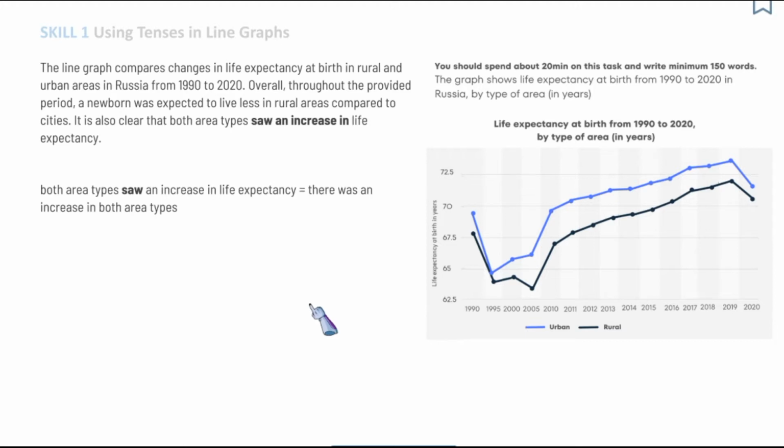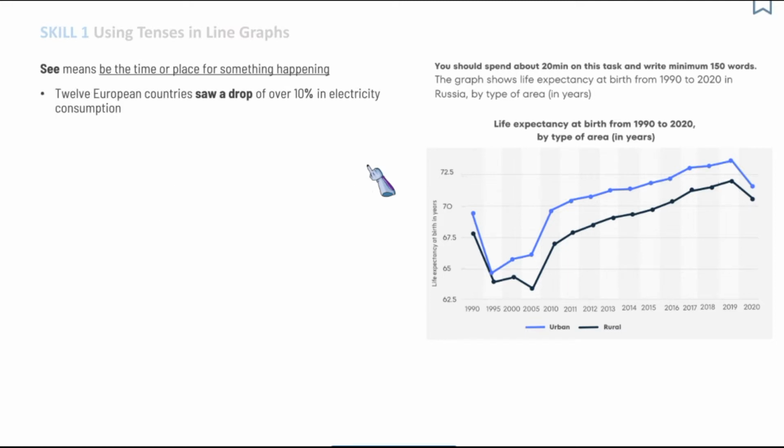Next, I would like to draw your attention to this nice little phrase over here. It is also clear that both area types saw an increase in life expectancy. And I would like to discuss it in more detail and to show you more examples. So see in this context means be the time or place for something happening. Have a look at this example.